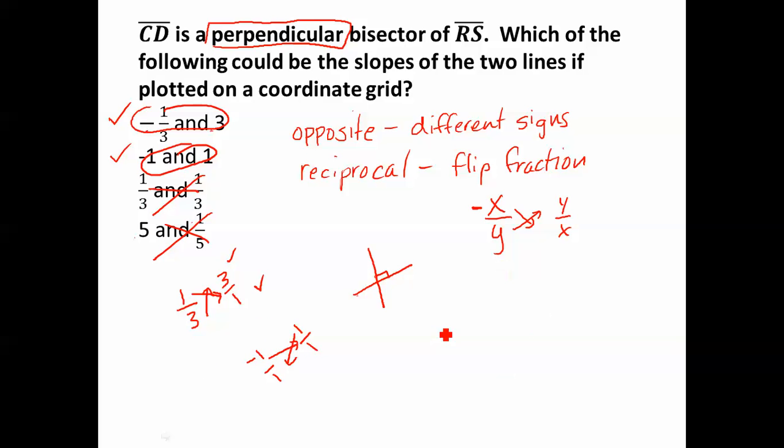Now an example of things that would not work would be -1/3 and 2, or 3 over 2. Are they positive and negative? Yes, one has a minus sign, one has a positive sign. That's a 3, by the way. Did the 3 go from the bottom to the top? Yes. Did the 1 go from the top to the bottom? No, that's a 2. So these would not be perpendicular lines.